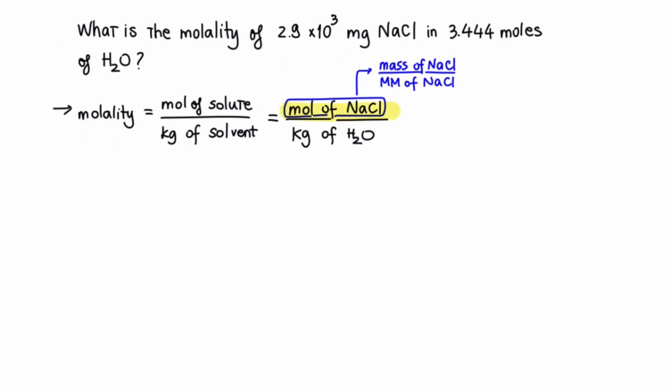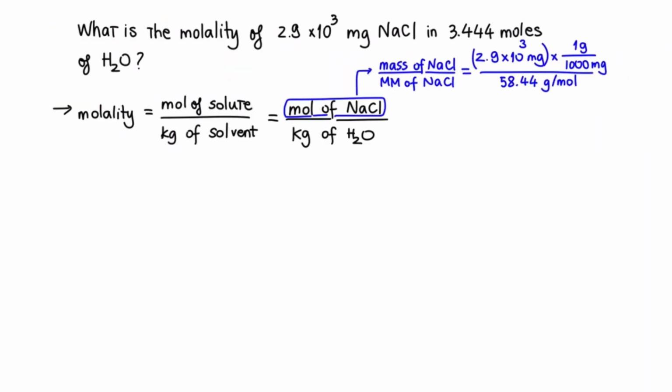Even though we're not directly given the moles of NaCl, we know that there are 2.9 times 10 to the power 3 milligrams of NaCl in the solution. From the mass of NaCl, we can calculate moles of NaCl by taking mass divided by molar mass. So let's substitute values in. That's 2.9 times 10 to the power 3 milligrams, and then I times 1 gram over 1,000 milligrams to convert from milligrams to grams.